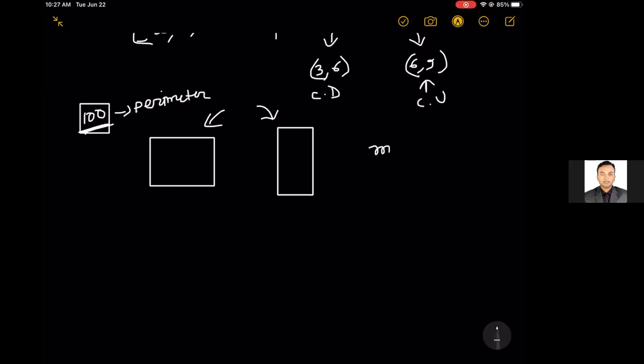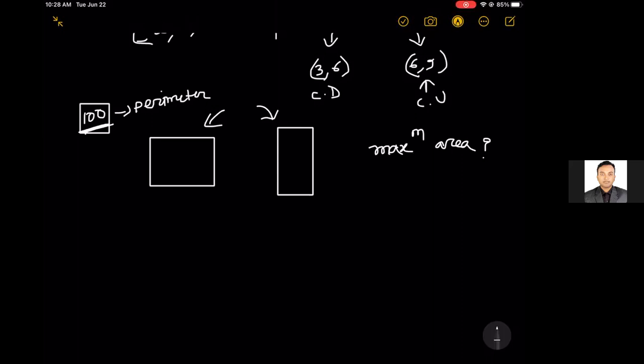Which one has the maximum area? Now you might be wondering, hey, if the perimeter is the same, shouldn't the area be the same as well? And the answer is no.